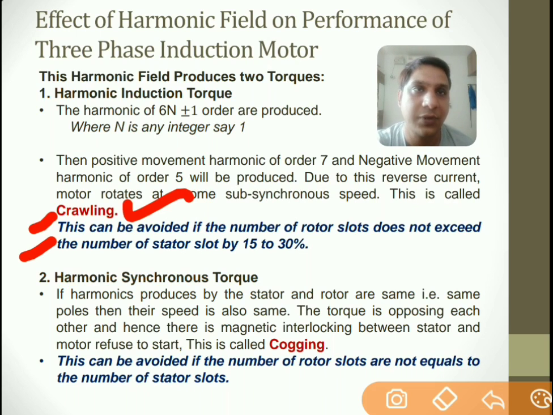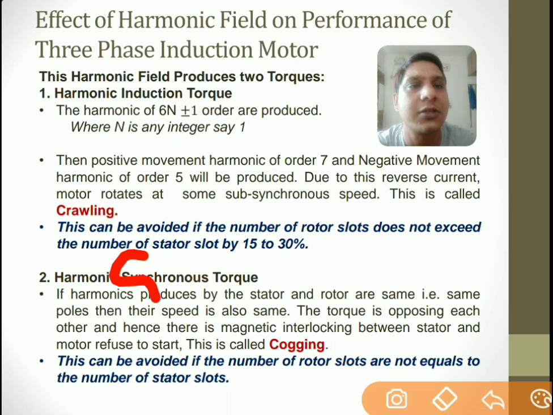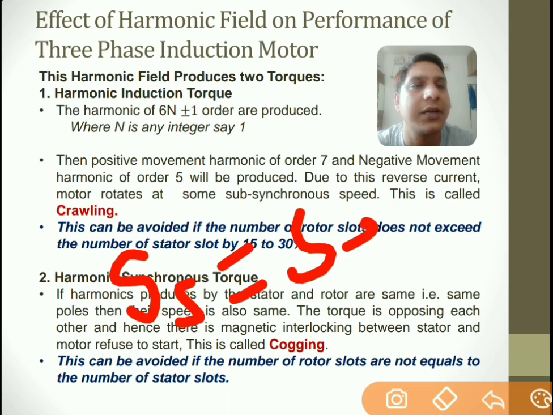Another torque, as we rightly said, the harmonic field will produce two torques. The first one results in crawling. The other torque is represented here as the second, the harmonic synchronous torque. What does it do? We need to understand the harmonic synchronous torque. If the harmonics produced by the stator and rotor are the same, when will they become the same? If the number of stator slots SS is equal to SR.